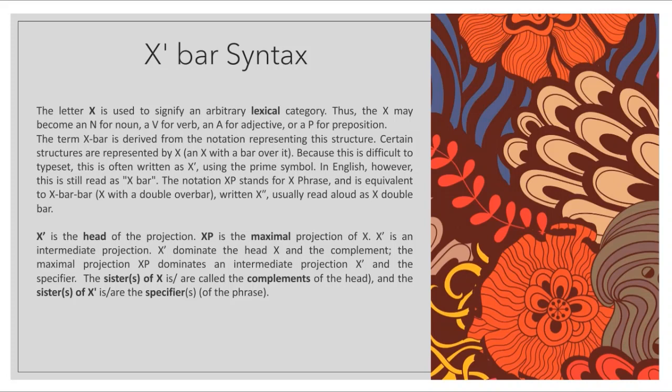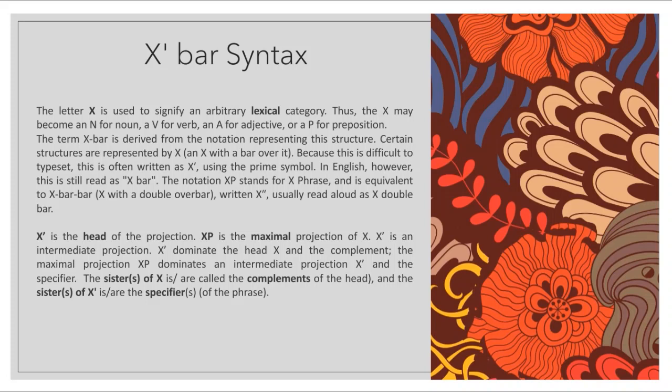The letter X is used to signify an arbitrary lexical category. Thus, the X may become an N for noun, a V for verb, an A for adjective, or a P for preposition. What I told you and I repeat: that X is a variable that can be anything, it can be N, it can be V, it can be A, it can be P and so on.